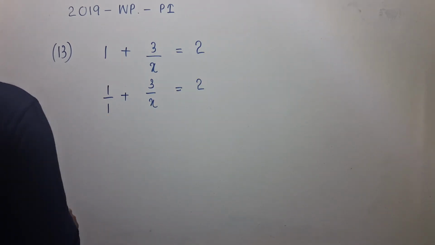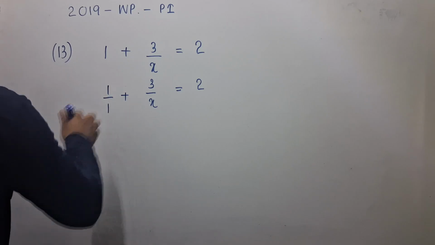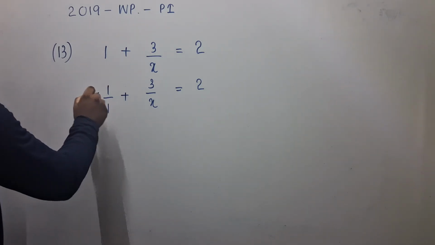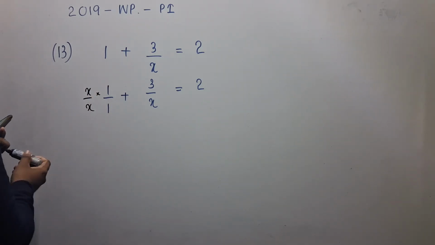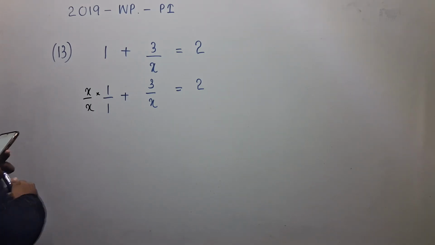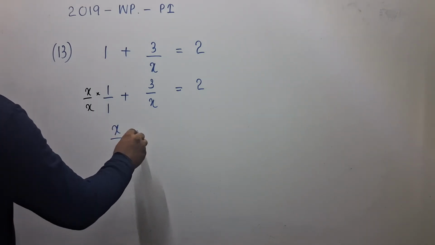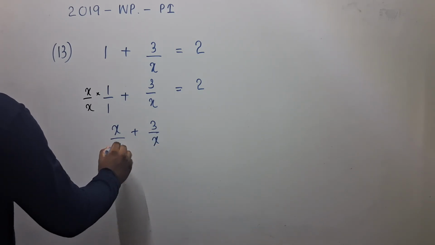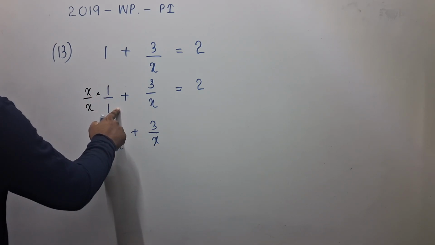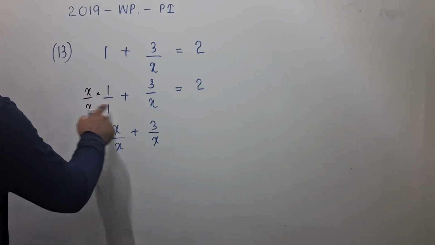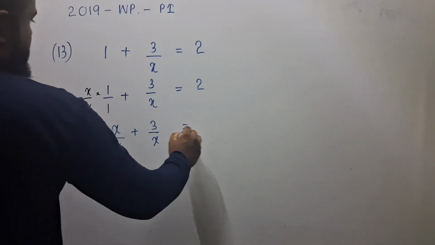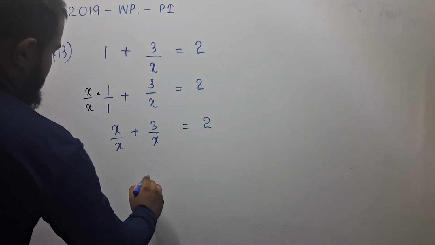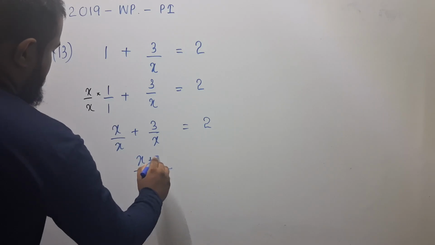This one's denominator is x. So to make this denominator x, you multiply both numerator and denominator by x. Then it gives you x over 1 plus 3 over x: x into x, x into 1, x, equals 2. Then you make this x common and write x plus 3 over x equals 2.